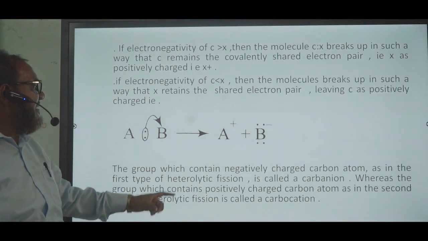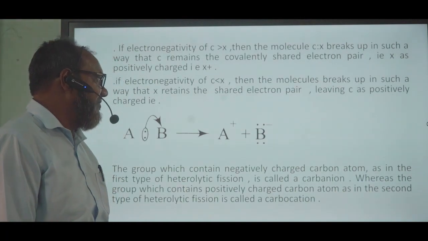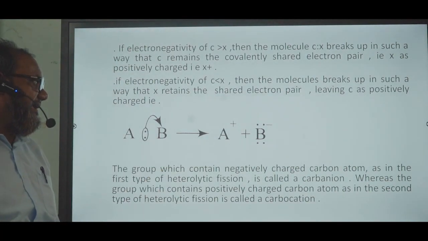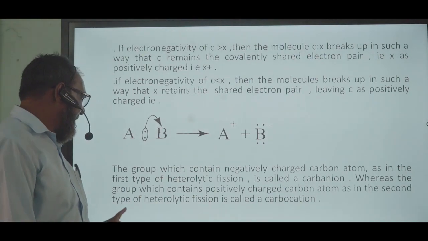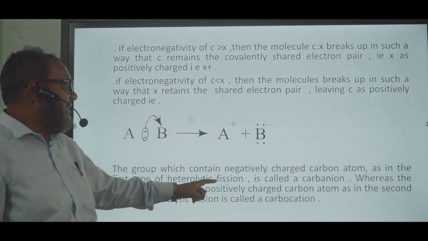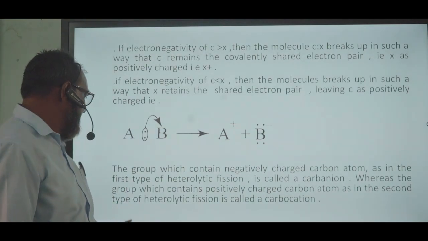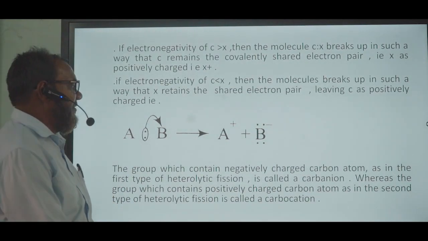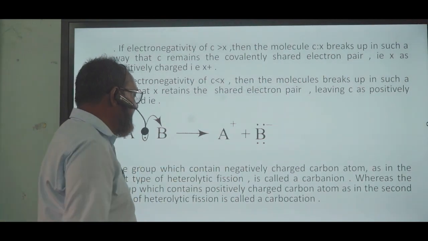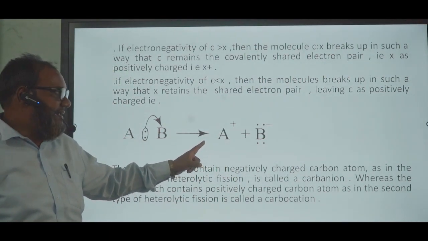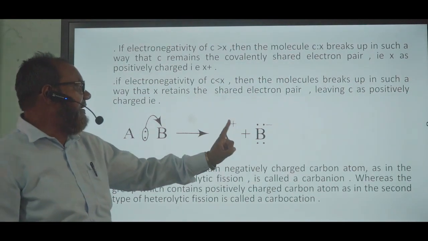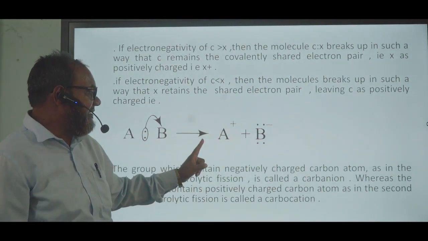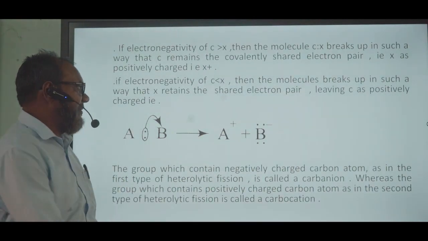The group which contains a negatively charged carbon atom, as in the first type of heterolytic fission, is called a carbanion, whereas the group which contains a positively charged carbon atom, as in the second type of heterolytic fission, is called a carbocation. That is, if carbon carries a negative charge, then this will be a carbanion, and if carbon contains a positive charge, then this will be a carbocation.